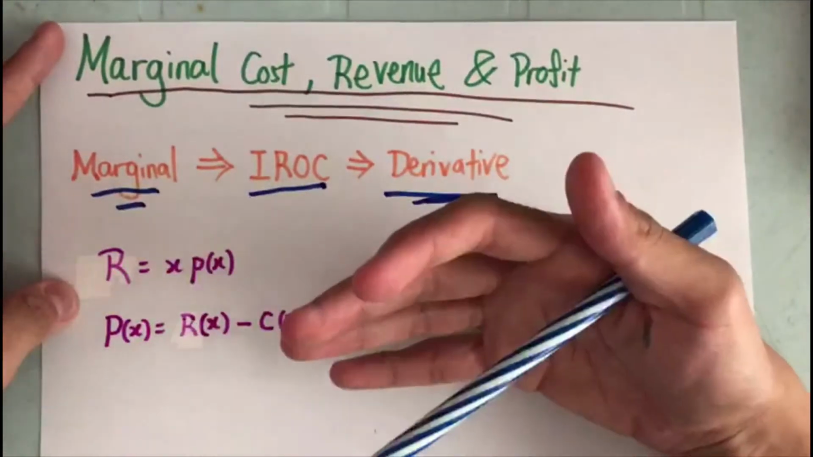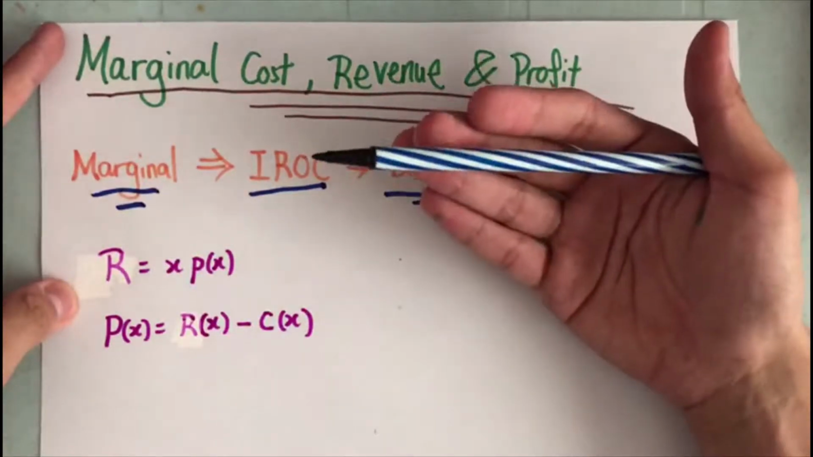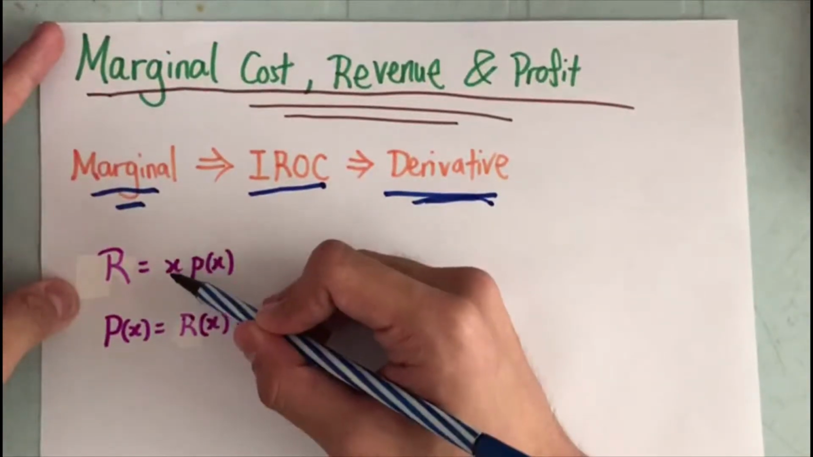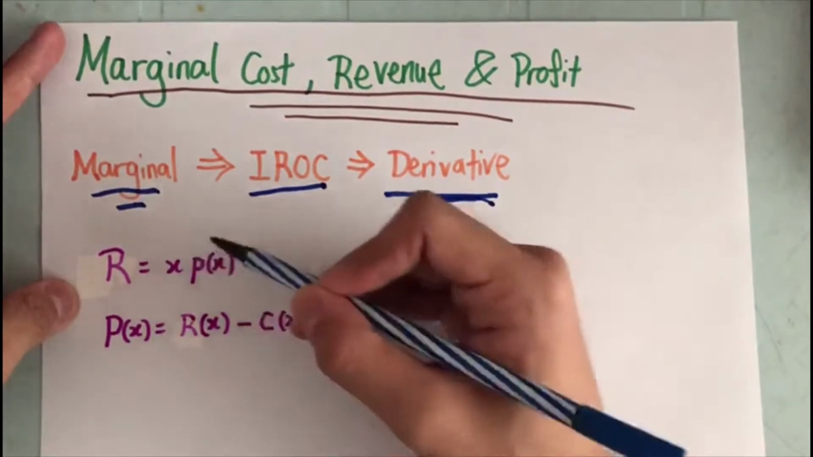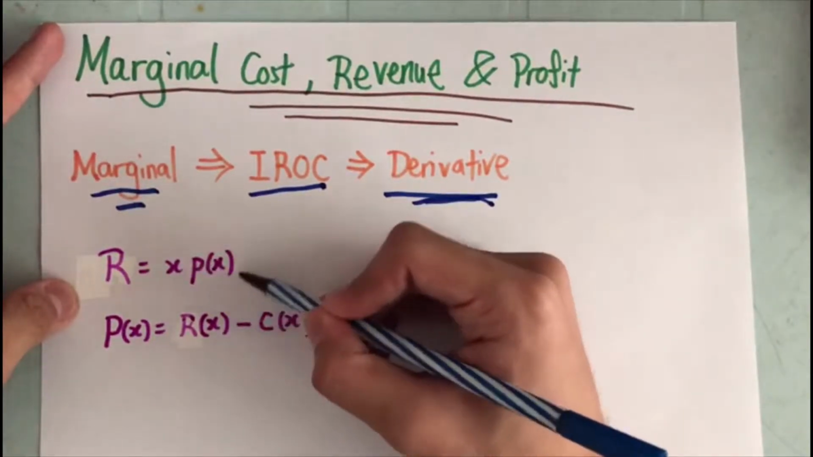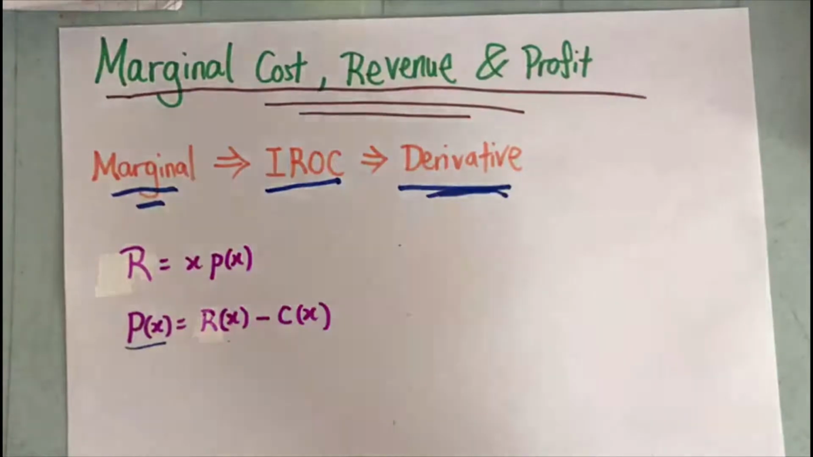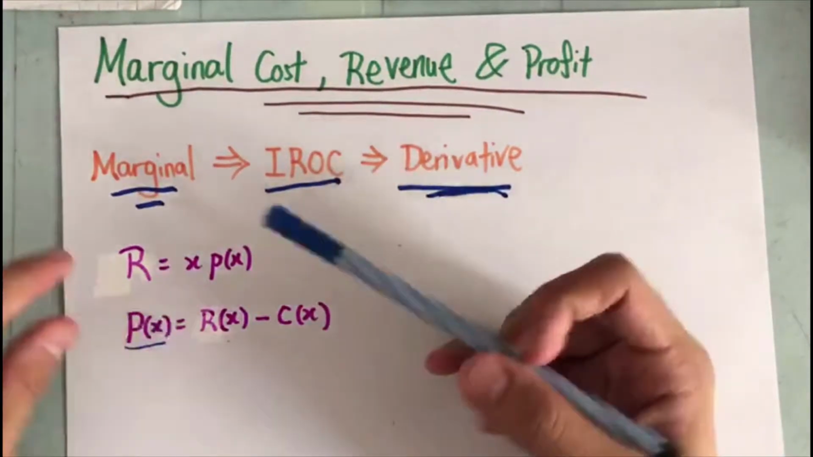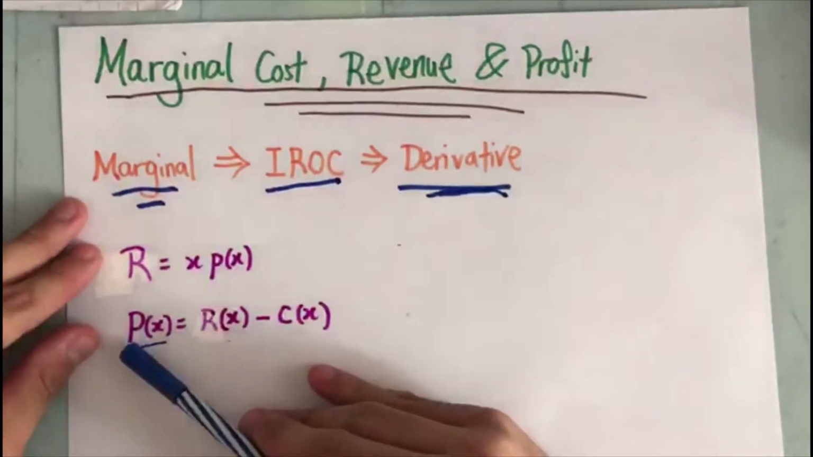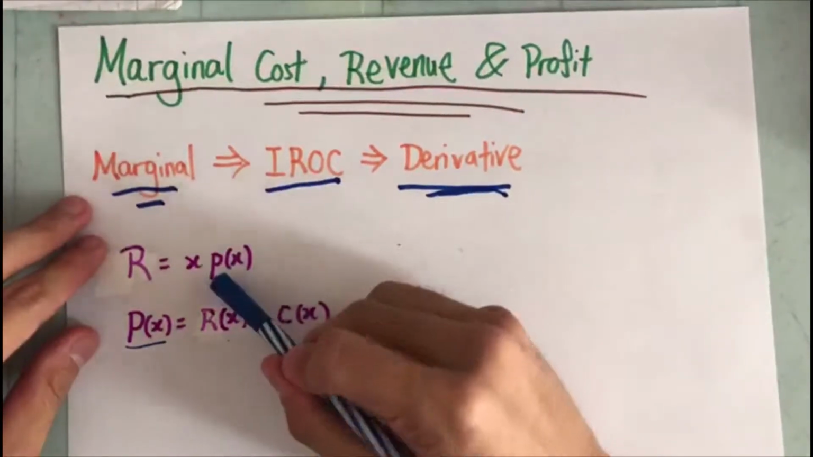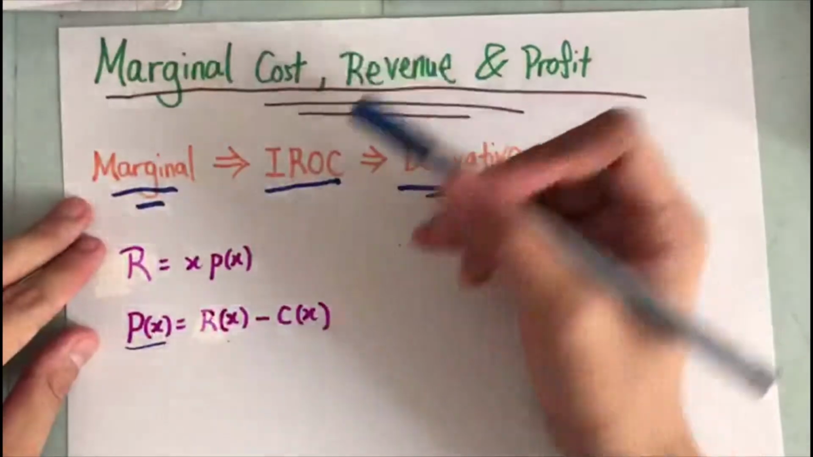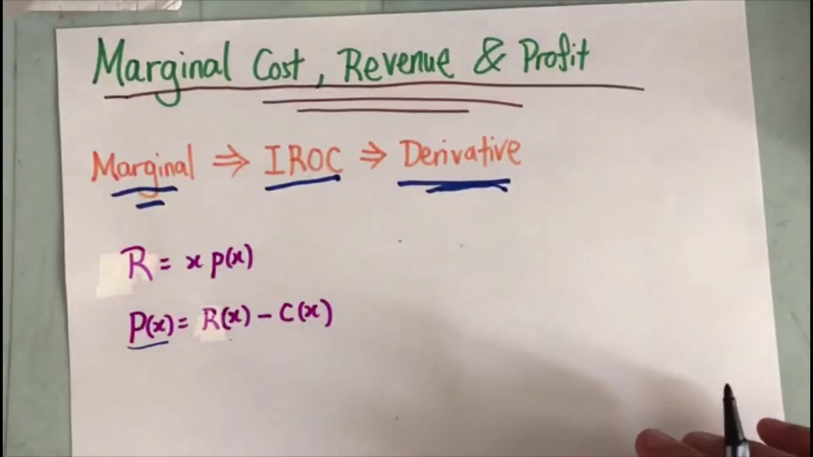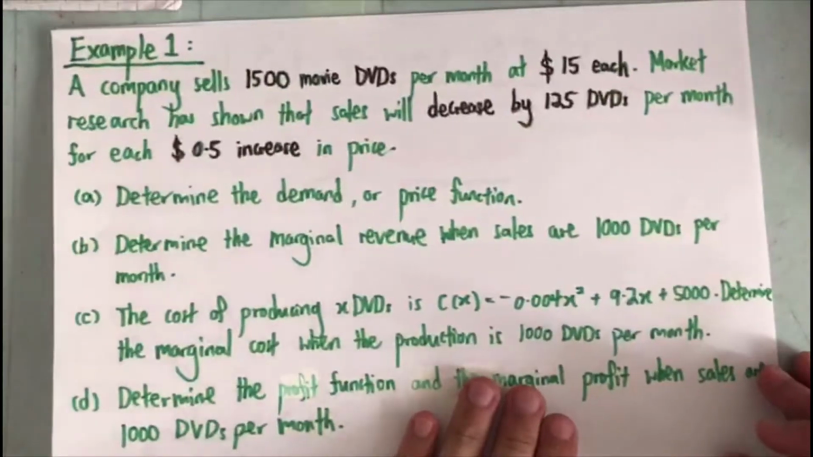And recall that in advanced functions, we have learned that revenue is the product of the number of units sold and the price. And the profit is equal to the revenue minus the cost. Beware of small p and big P, they are different. Small p means price, while big P means the profit. Okay, let's look at the first example question.